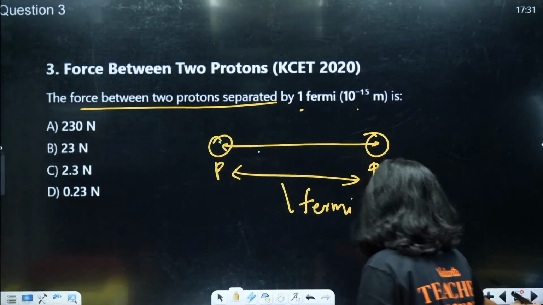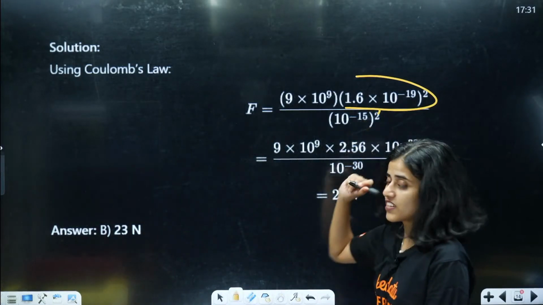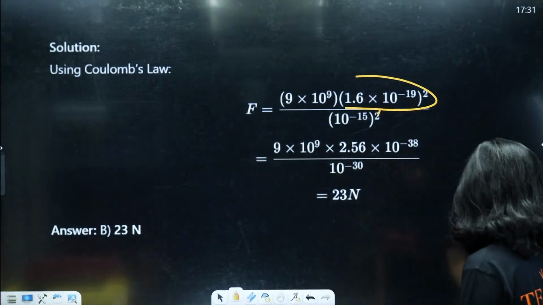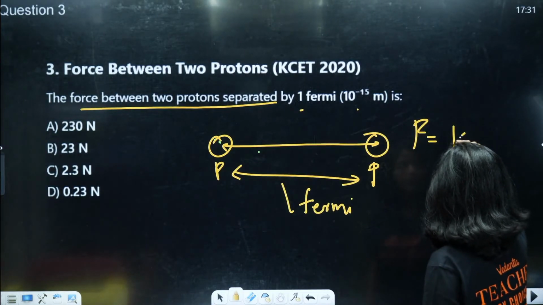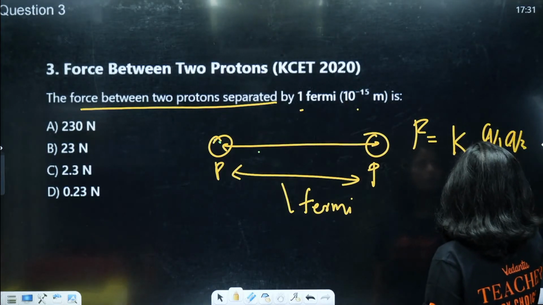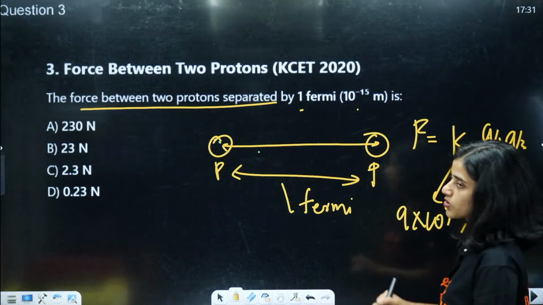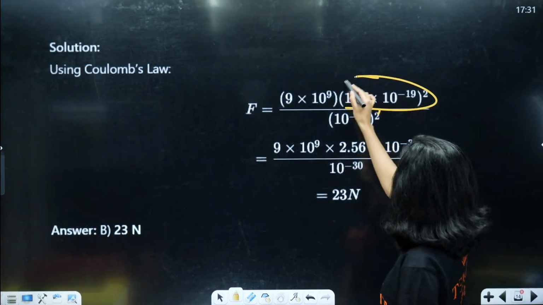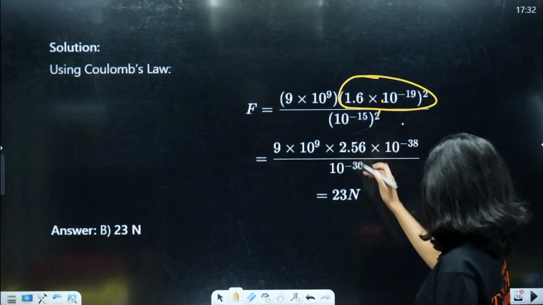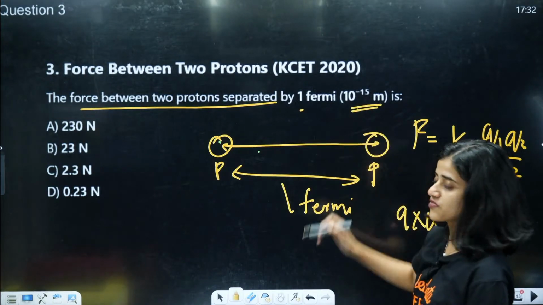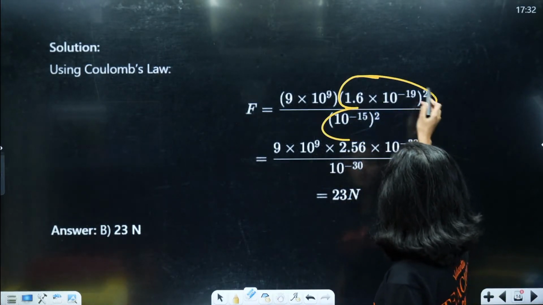Yes, very good. 1.6 into 10 raised to minus 19. Keshav has answered. This you should be able to do by yourself. The formula is F is equal to K times Q1 Q2 by R square. K is 9 into 10 raised to 9. Q1 and Q2 are 1.6 into 10 raised to minus 19. That is the charge of a proton. You have to know that. Divided by R square, where R is 1 Fermi, which is 10 raised to minus 15 meters, so you square it. Can you quickly solve it and see if you're getting 23?